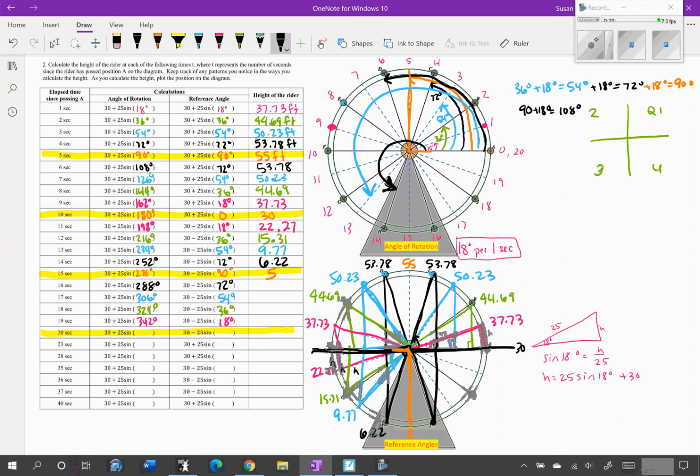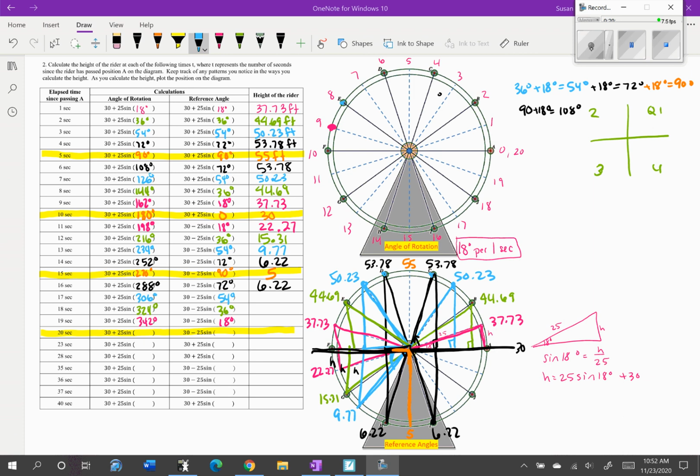So 288 degrees would be from here going all the way around to here. So with that, that tells me that 288 degrees is going to give the same answer as our reference angle, which was 72 when we subtract the 30, but here we just add it. So we know that should be 6.22.